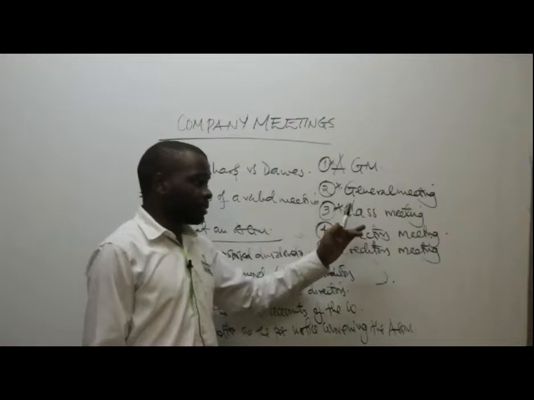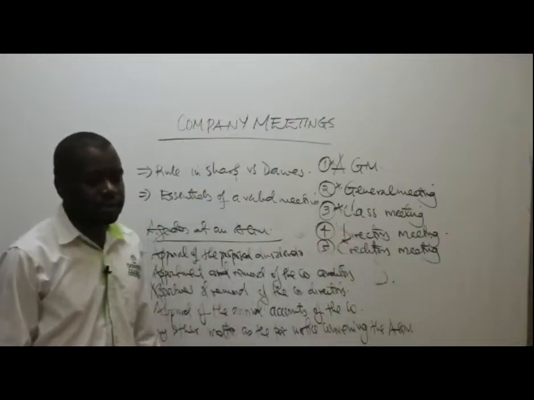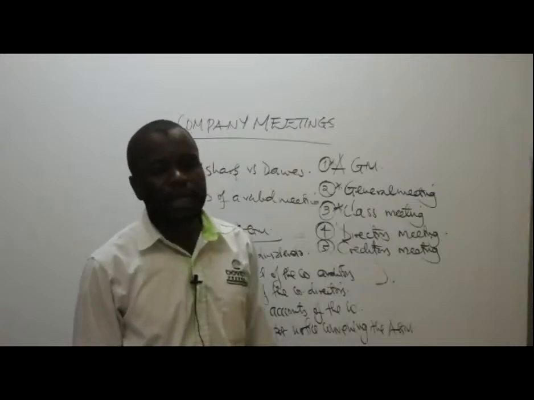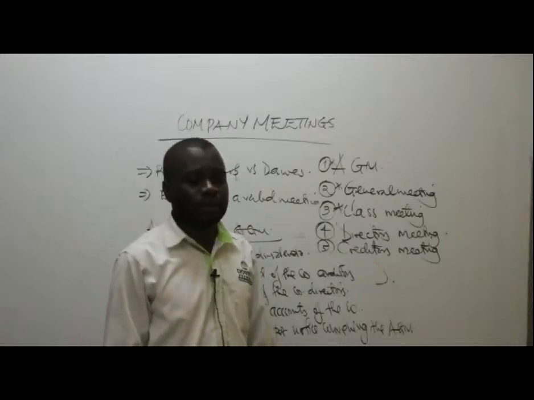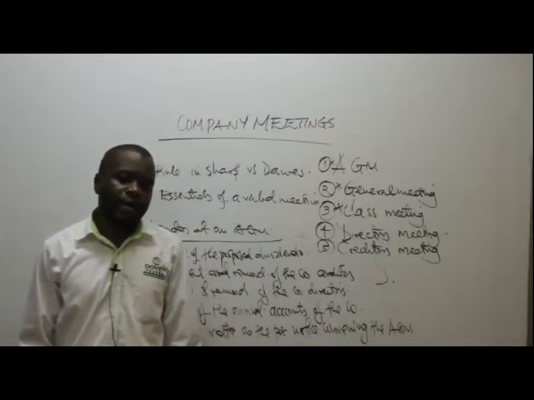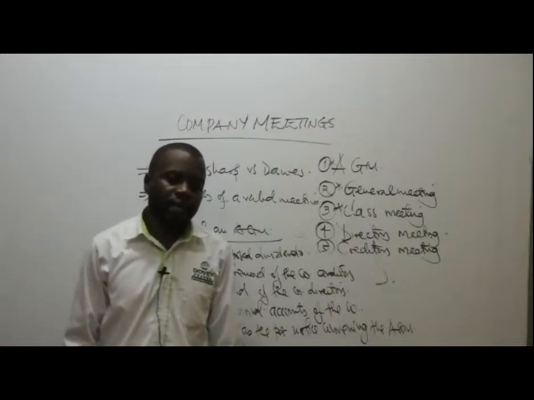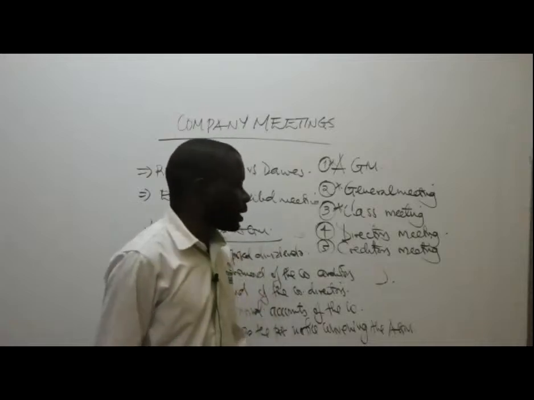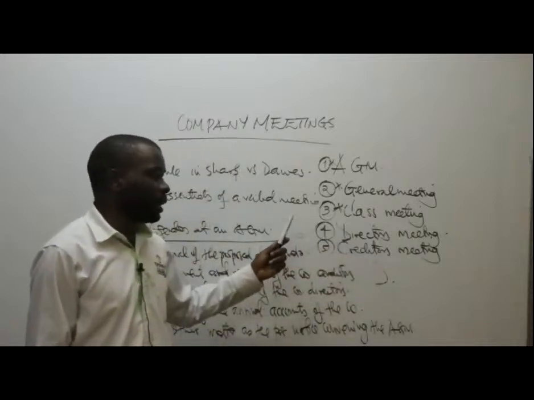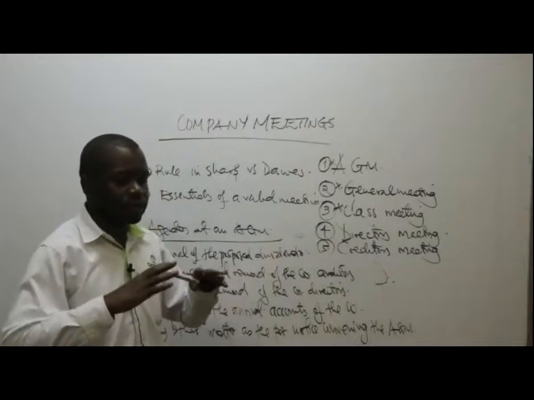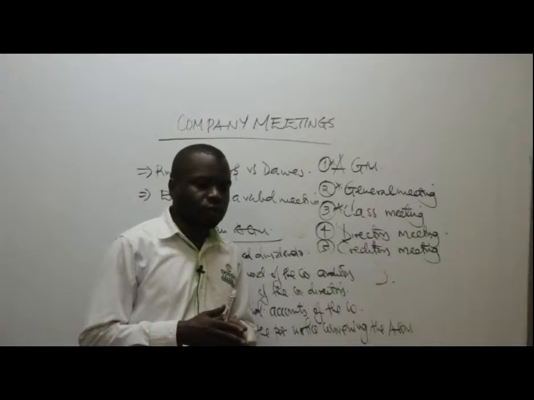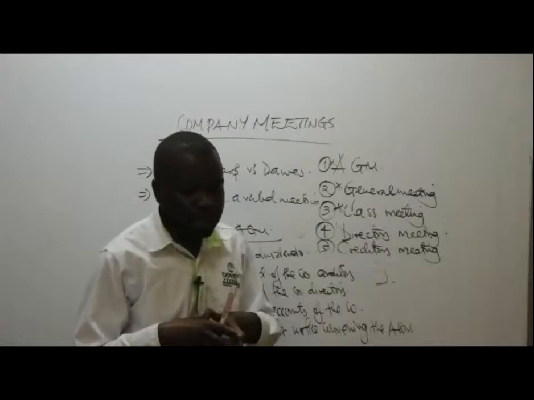Then we have a class meeting. As I had explained previously, it is simply a meeting held by members of a class of shares. I emphasized what a class of shares is, and I explained it severally in our last class. A class of shares is where we say shares are of the same class if they have similar rights. And of course, if you remember the topic of shares, we looked at different classes of shares.